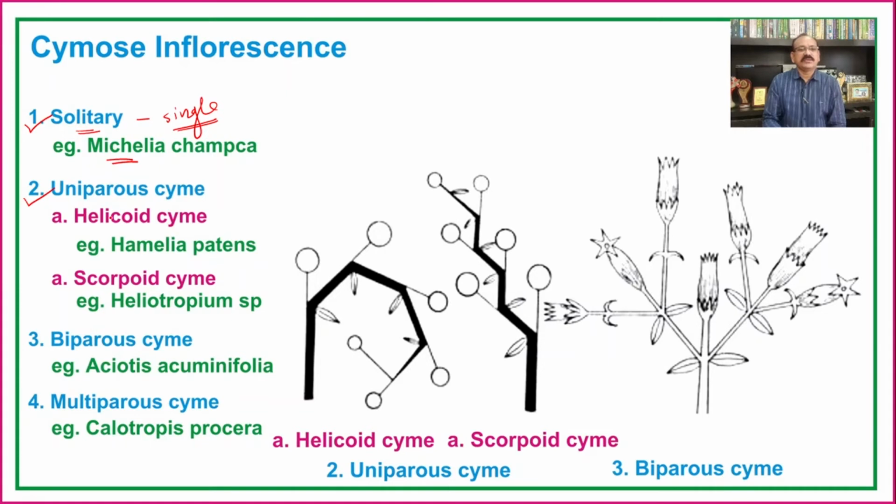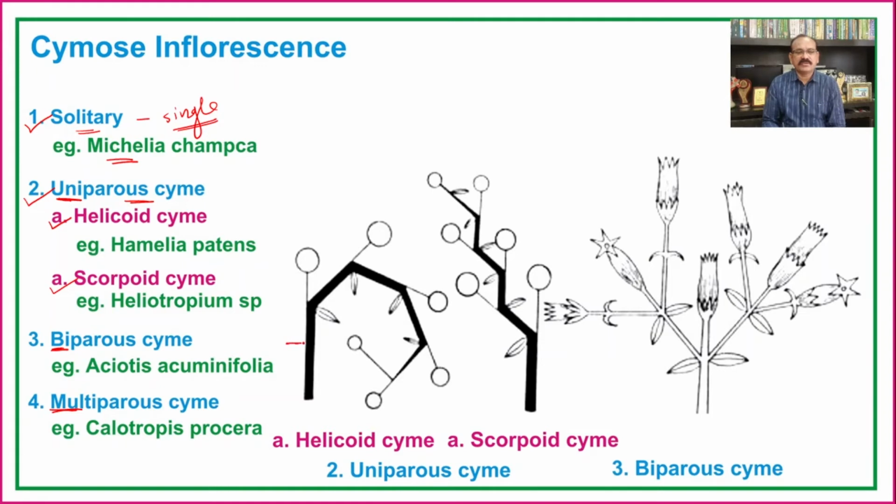Then second type, that is uniparous cyme. Uni means one, bi means two, and more than two is multi. It means on the basis of development of one flower at each time, two flowers at each time, and three or more than three flowers at each time, they are classified into uniparous cyme, biparous cyme or multiparous cyme respectively. So first of all, we have to see the uniparous cyme, which is classified into the helicoid cyme, and second one is a scorpioid cyme.